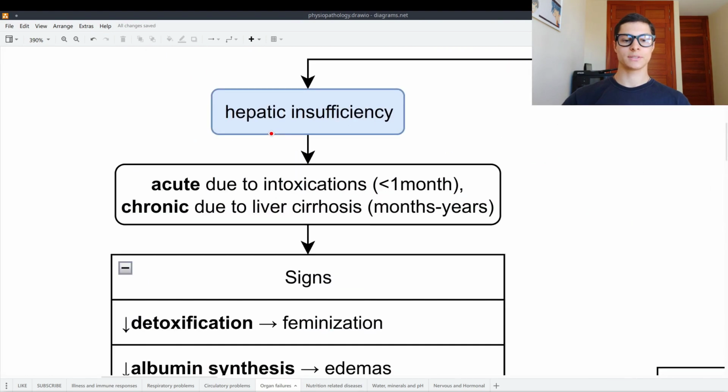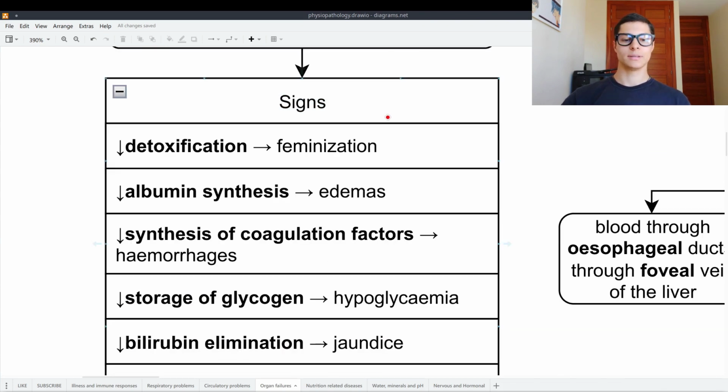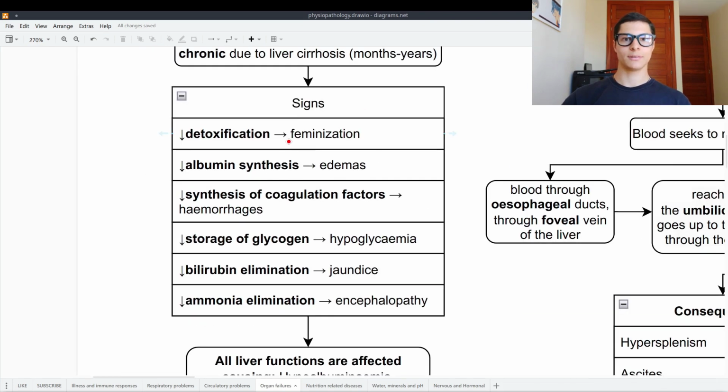The hepatic insufficiency can be acute due to intoxications, which last less than a month, or chronic due to liver cirrhosis indeed, and it lasts for months and years. The signs are affecting the functions of the liver. Detoxification is lowered, therefore feminization, because we cannot detox from, for example, xenoestrogens. Lower albumin synthesis, therefore edemas. Lower synthesis of coagulation factors, so hemorrhages.